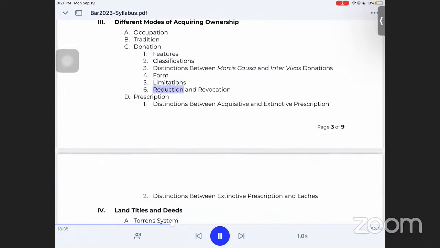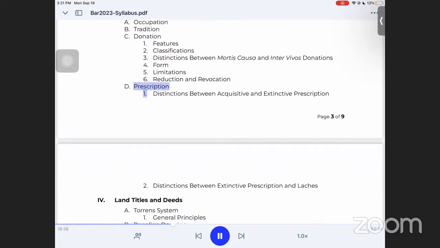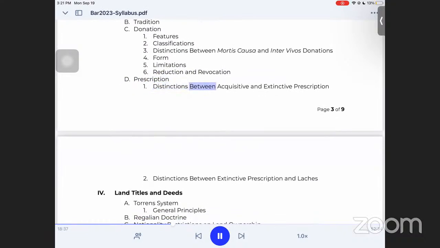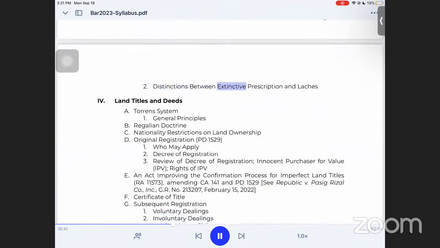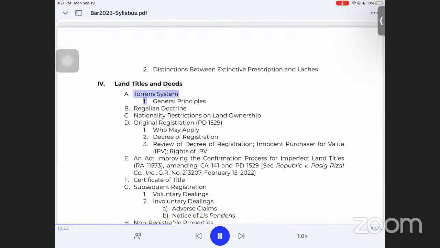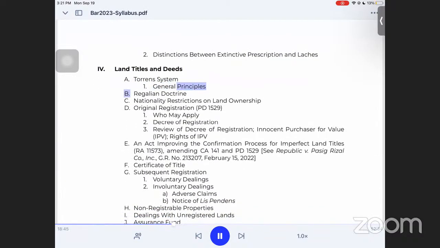Limitations. 6. Reduction and revocation. D. Prescription. 1. Distinctions between acquisitive and extinctive prescription. 2. Distinctions between extinctive prescription and laches. 4. Land titles and deeds. A. Torrens System. 1. General principles.